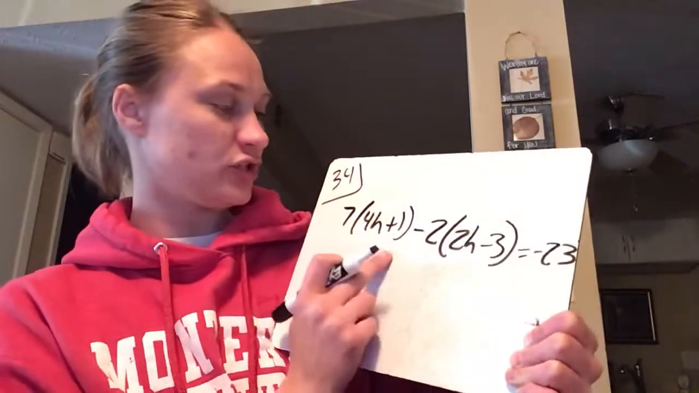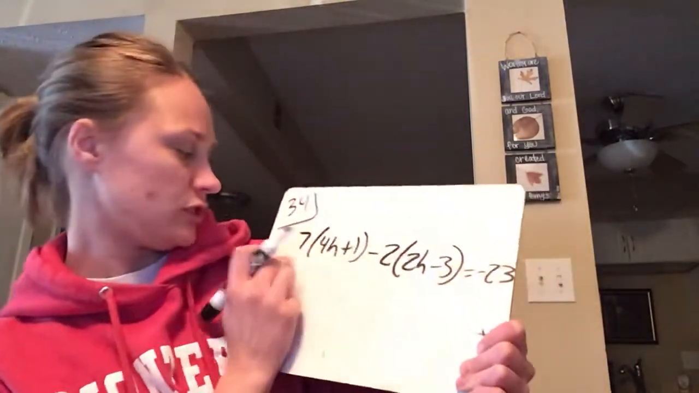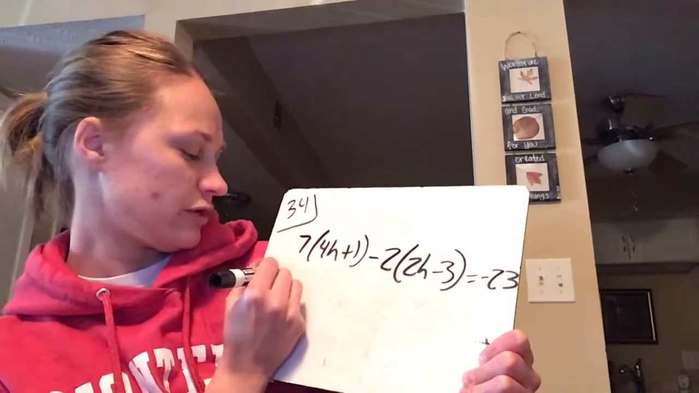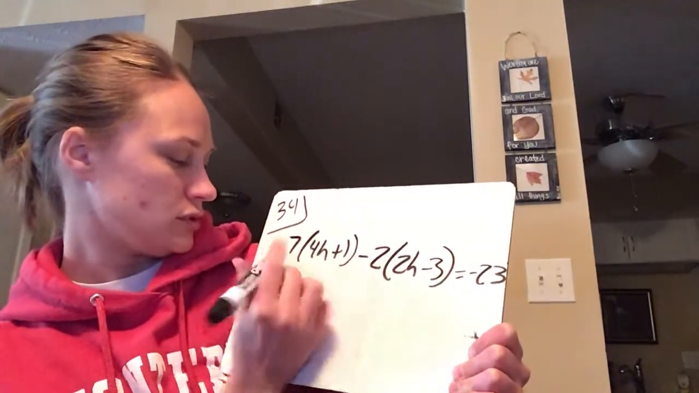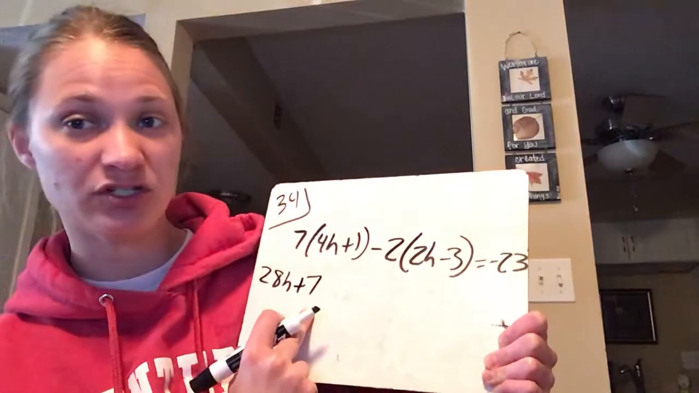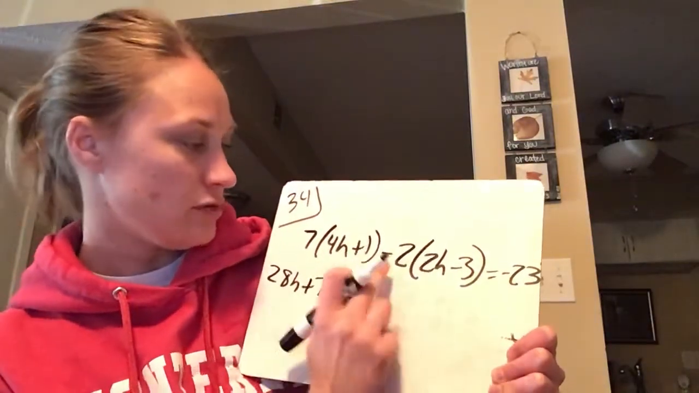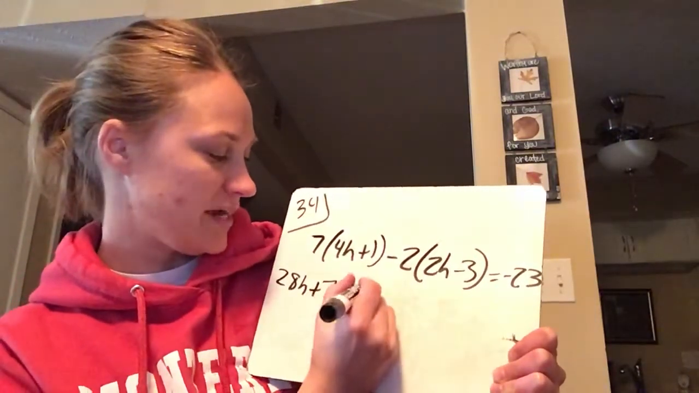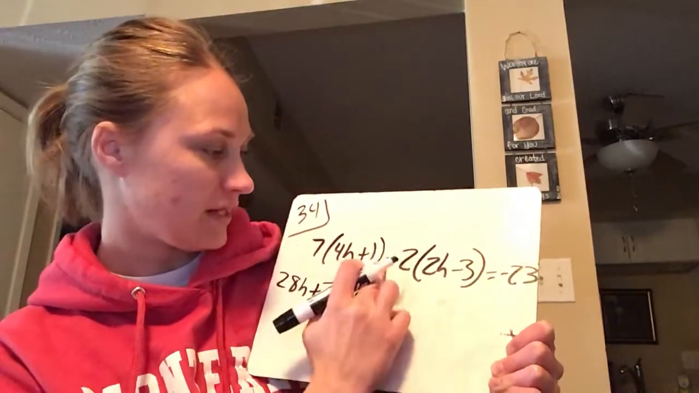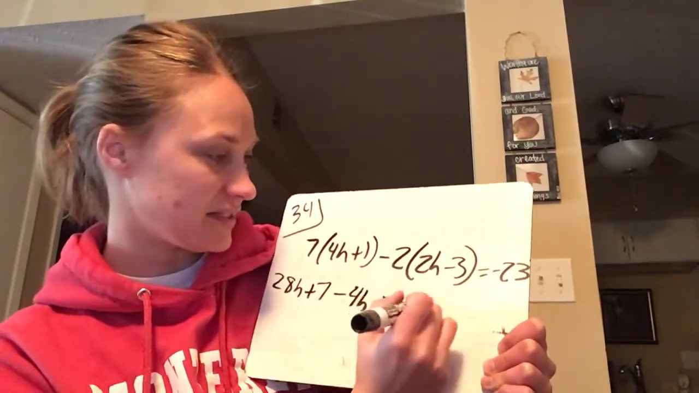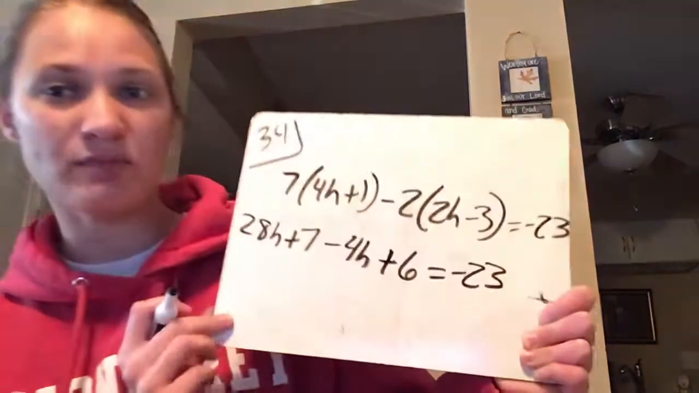Okay, so we've got to distribute and distribute before we do anything else. So 7 times 4, I'm going to write over here a little bit. 28h plus 7. That's my proper distribution. There's no negatives. But there's a negative. So I got minus 4h, negative and negative, plus 6 equals negative 23. That is the proper way to distribute.